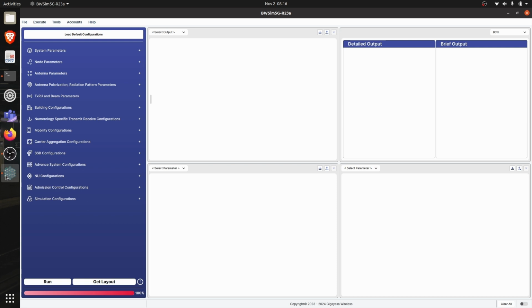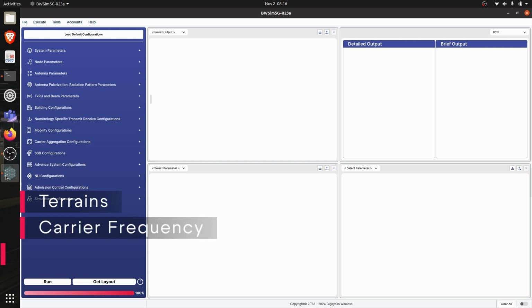In this video, we are going to take a deep dive into line of sight propagation. First, you'll understand what LOS links are, then the need for a probability model for LOS. Finally, we will analyze the probability model in BWSim-5G by changing parameters such as terrains, carrier frequency and base station height.